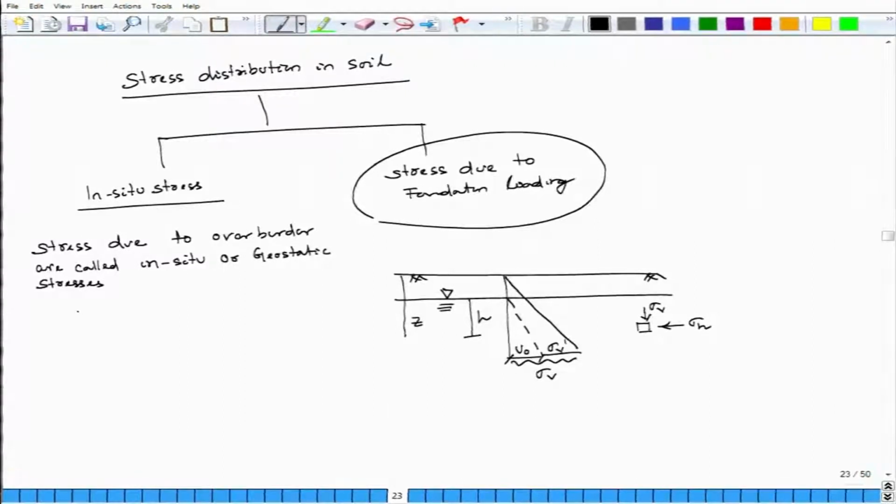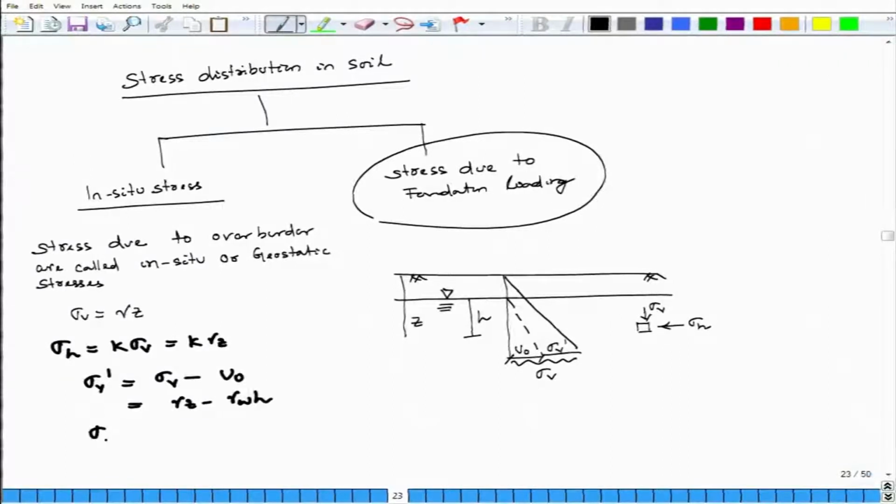So, vertical stress sigma V is equal to gamma Z, and then total horizontal stress sigma H is equal to K sigma V, which is equal to K gamma Z. So, sigma V prime, which is equal to sigma V minus U 0, which is equal to gamma Z minus gamma W into H, and sigma H prime is equal to sigma H minus U 0, which is equal to K gamma Z minus gamma W into H, which is equal to K 0 sigma V prime.